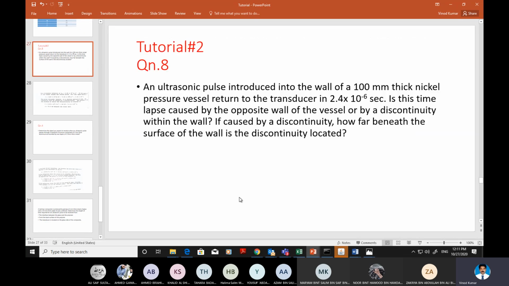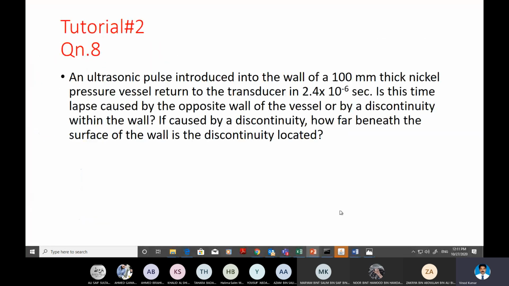So come here to our question. We open the question. Now we are going to solve it. The velocity from the table for nickel, it is 6.02 multiplied by 10 to the power 3. And the time is 2.4 times 10 to the power minus 6. Let us substitute it in here. Velocity equal to 2d by t. So velocity is 6.02 times 10 to the power 3 equal to 2d by t. T is 2.4 times 10 to the power minus 6.